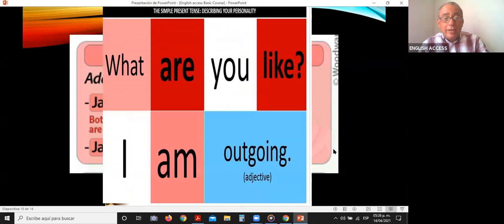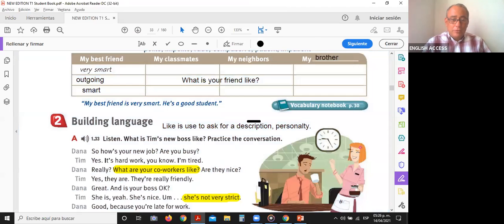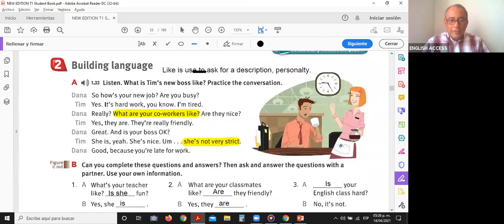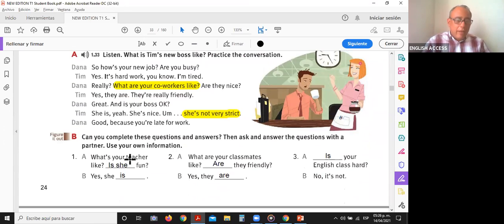And this is the way we ask for personality descriptions, as we saw here in the example. You remember? What are your coworkers like? Are they nice? Yes, they are. So we have a question and we have a short answer. Are they nice? Yes, they are. And your boss? Okay, and is your boss okay? Yes, she is. We have short questions, short answers here.